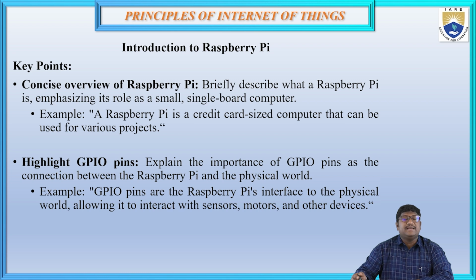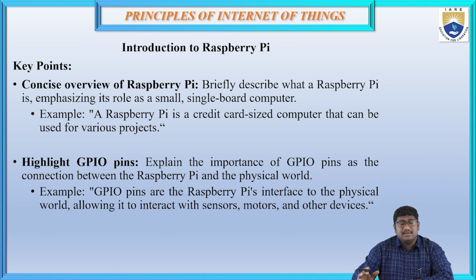And about Raspberry, we need to give a concise overview of this Raspberry. Why? Because we need to know about this Raspberry. Because its role is that of a small single board computer. The best example is a credit card sized computer that can be utilized in various projects. We need to highlight GPIO pins. These are the key points.